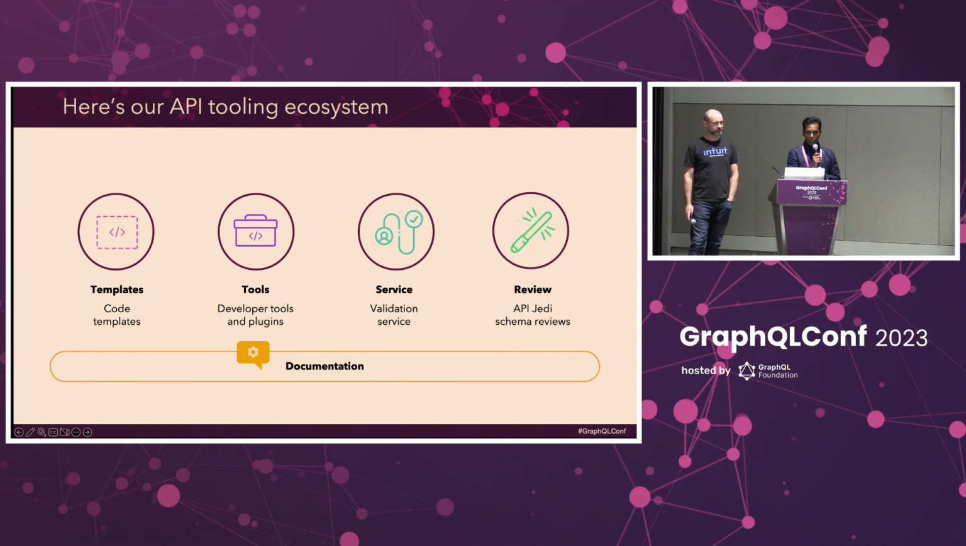And to put together all of this, here is our API tooling ecosystem. Our tooling ecosystem has templates, tools, services, and reviews. And we want to help the developers during our design and development phase, when they're designing the schema, as well as when they're developing the code to support that schema, and during the API review process. We want to be able to provide tools to help them align with these guidelines. And also, when they are ready to take the APIs to production, we want to help them publish those. So our ecosystem supports all of these development phases for APIs.